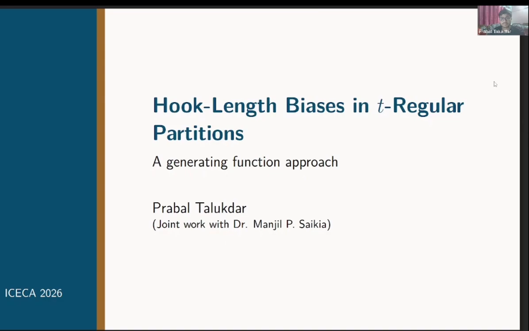In this presentation, I will discuss hook-length biases in the t-regular partitions. The focus is on how generating functions recover two inequalities that were originally proved combinatorially, and how one of the proofs gives a new identity involving distinct parts partitions.